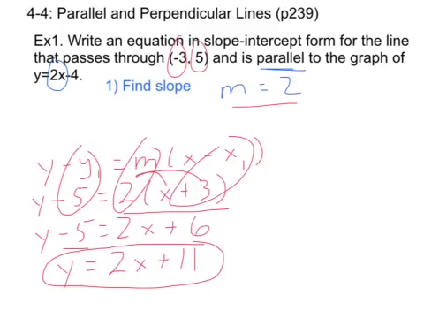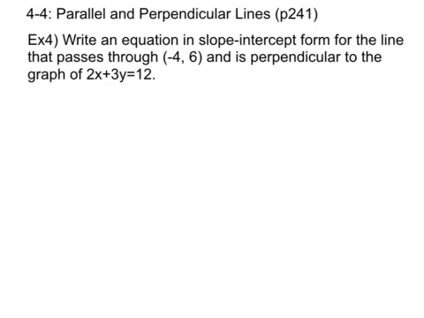I know that is parallel because it has the same slope as my original line here, and I know it passes through the point (-3, 5) because I used my point-slope form. So this is my final answer. This is the line. So now we're going to skip back a couple pages.